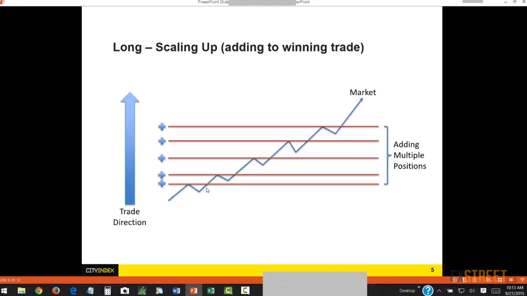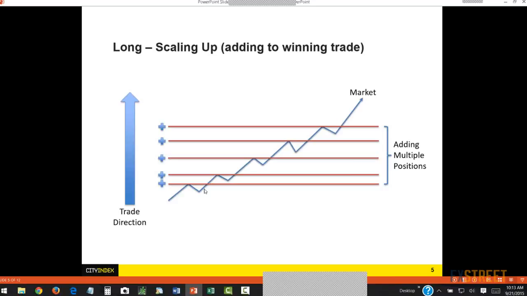Yes, you won't get as much profit as you would if you had put the full position on the very bottom, but this is a good technique for dipping your toe into the water, seeing if the market is moving in the direction that you think it's going to move in, and then committing yourself slowly as opposed to quickly.